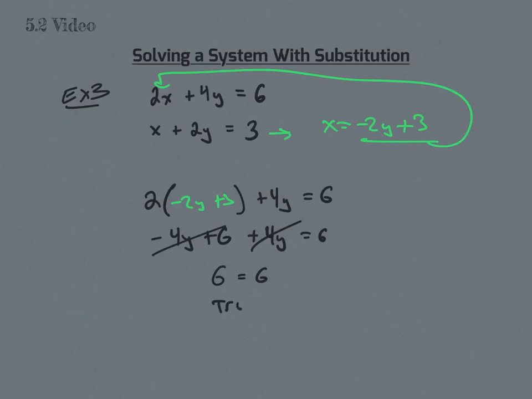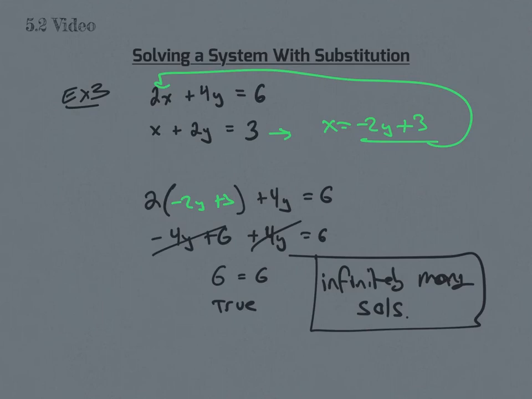This is true. And when we get a true statement, we're happy, but true is not my answer. My answer is infinitely many solutions. If you remember back to graphing, if we graphed both of these equations, we'd get the same exact line. So this one is a special case. If all the variables drop out and we get a true statement, that means infinitely many solutions.